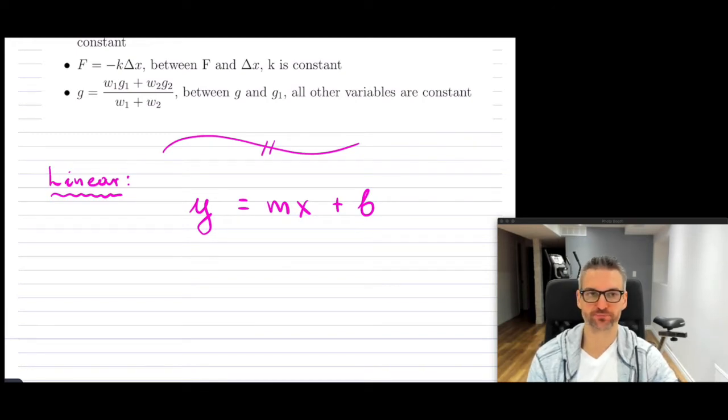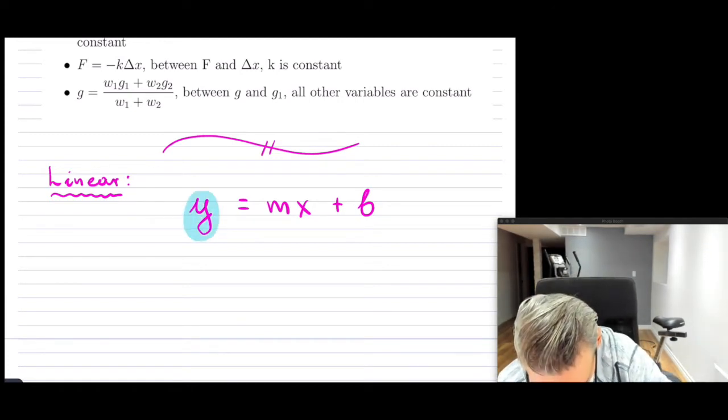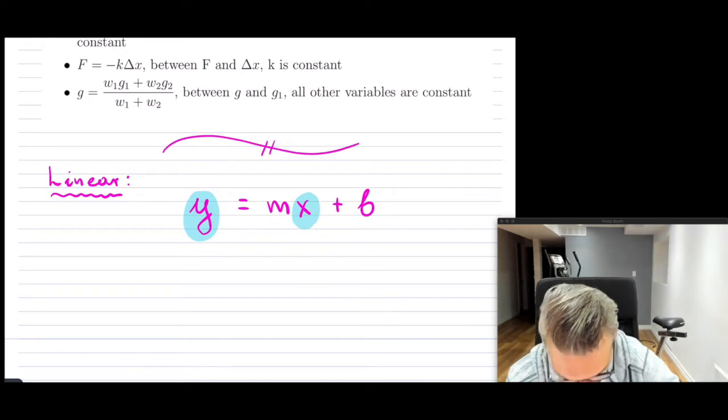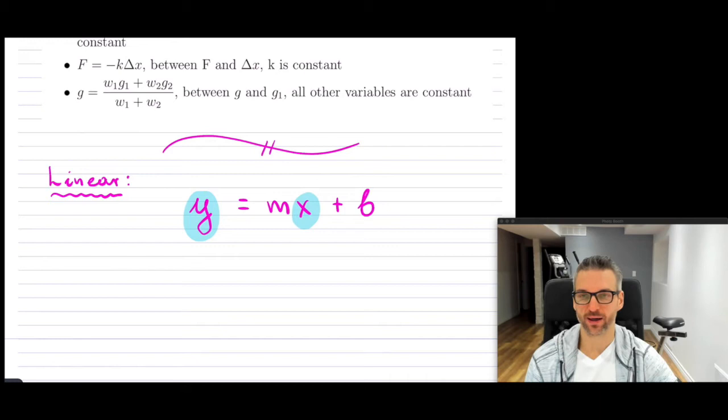If you haven't studied that as of yet, you can certainly study it, or maybe you will study it in the future. But for our purposes, if you can create a relationship between two variables, and they don't have to be y and x, they can be a and, for example, z or something like that, if it can be put in this form, then it would be considered as linear.